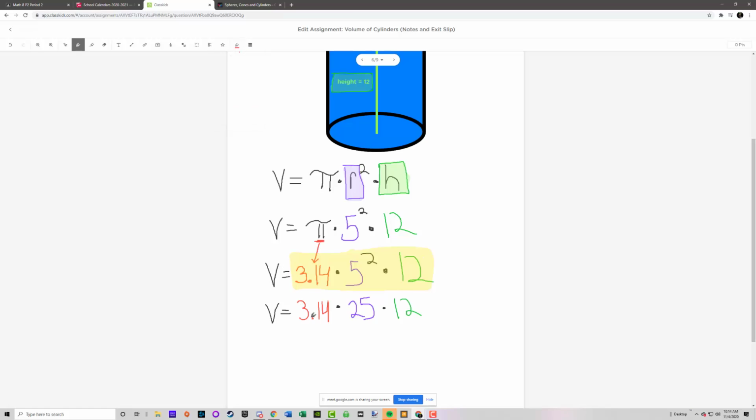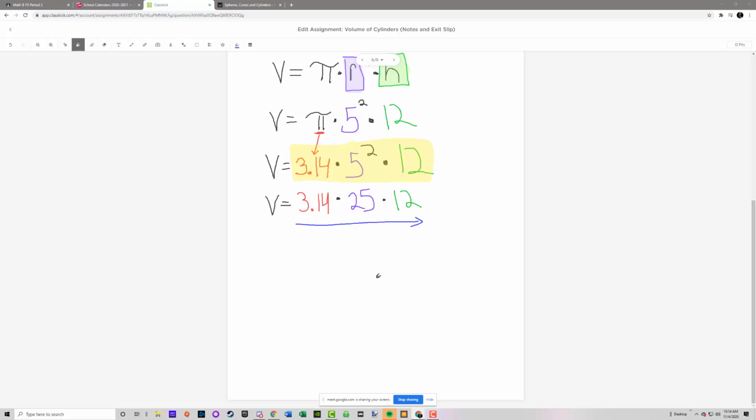Okay. And now, all we have left is multiplication. So, let's just multiply from left to right. It's the only thing we gotta do. We are going to have to remember that we are multiplying decimals here.